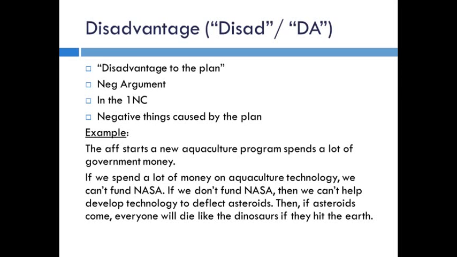Next is the disadvantage, or a Disad, or a DA. This is short for a disadvantage to the plan. This is a neg argument. It's made in the 1NC, or the first negative constructive, and it describes the negative things caused by the plan.